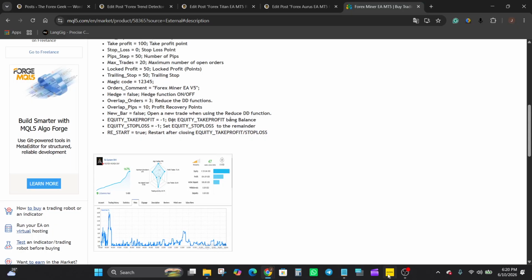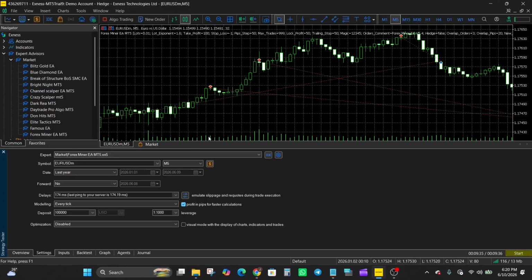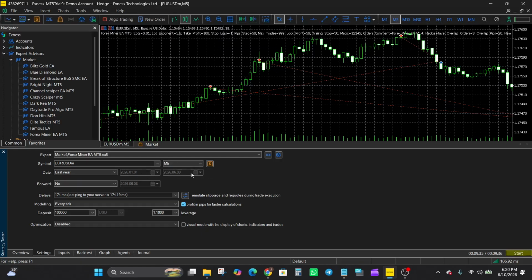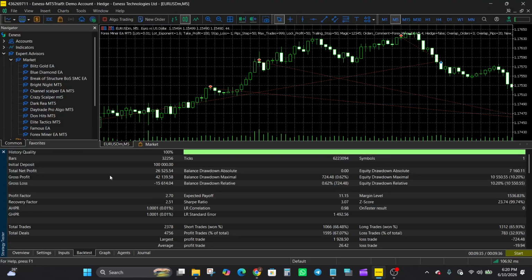So going to our strategy tester right away, I'm testing the Forex Miner EA on Euro USD on the M5 time frame over the past 5 months. Okay, so we're testing from the beginning of this year till date. And as for the delays, we are using the last ping to the server and we're using the every tick modeling.